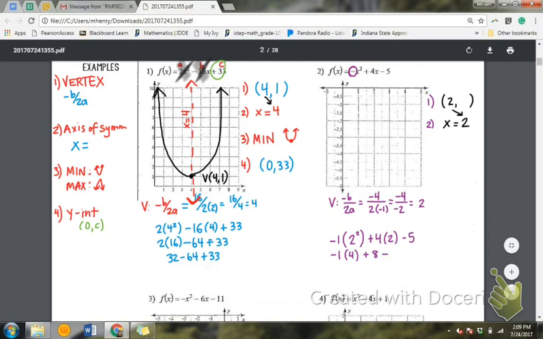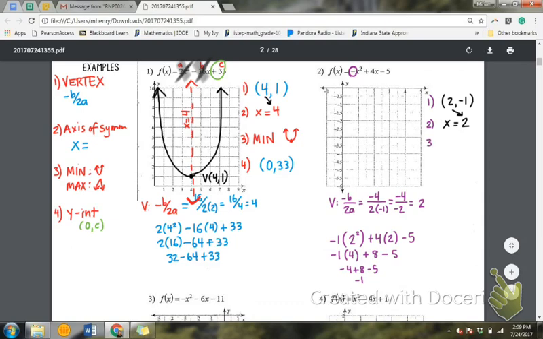Did you check with any of your table mates to see if they got the same thing? This should be multiplied, negative 1 times 4. So negative 4 plus 8 minus 5 gives you negative 1. So negative 1 is the second coordinate of our vertex. Go ahead and put that up there.